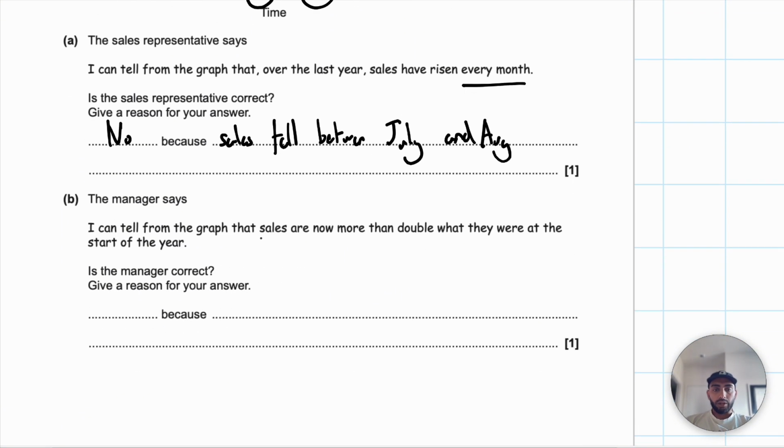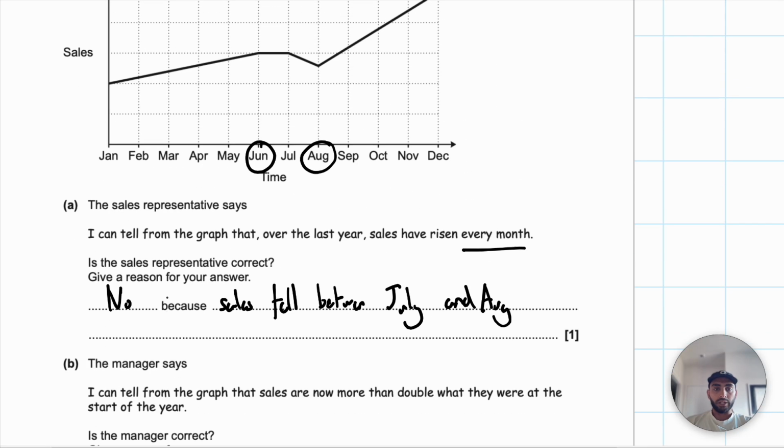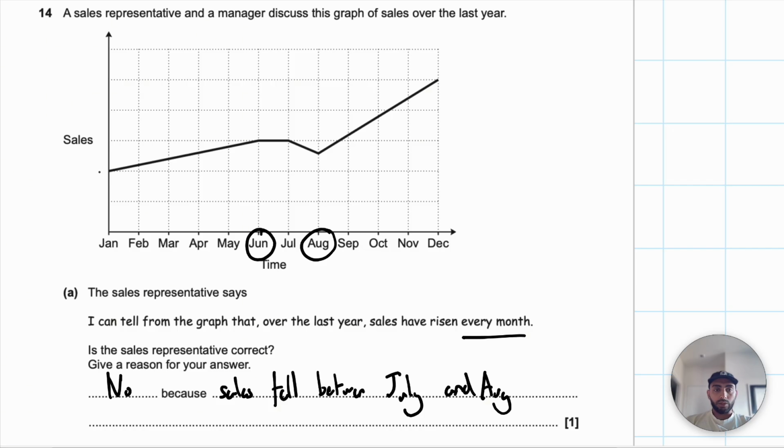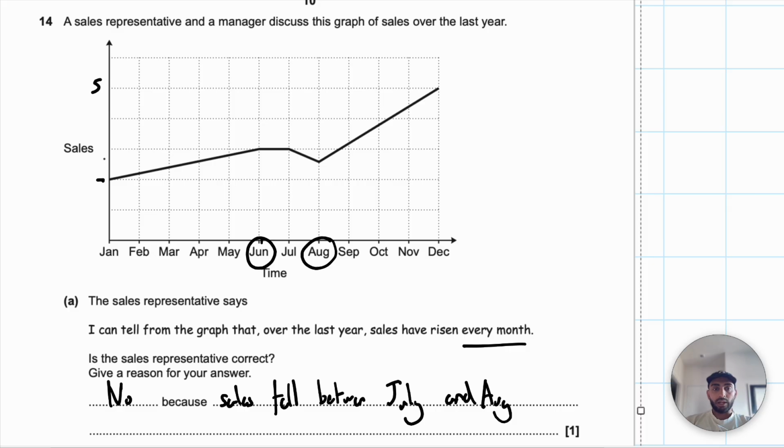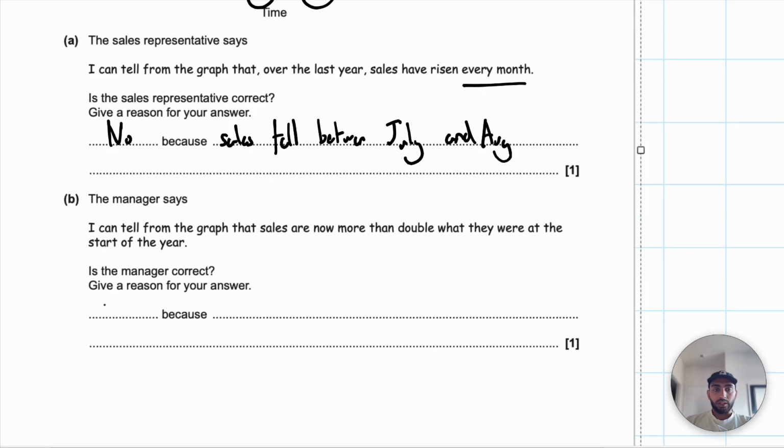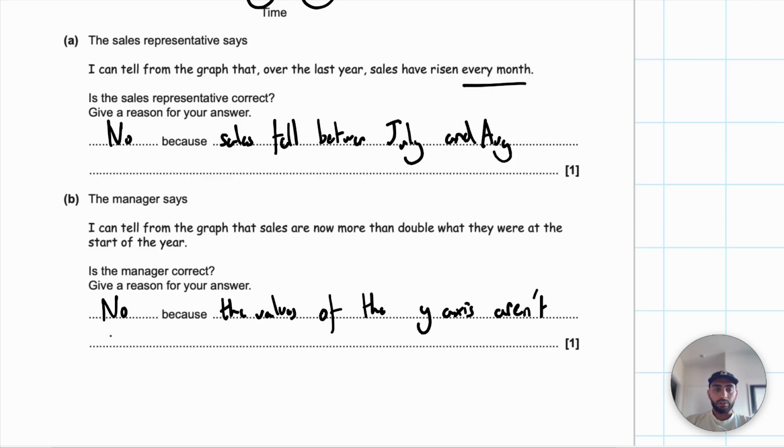Part B. I can tell from the graph that the sales are now more than double what they were at the start of the year. Is the manager correct? You can see because he's thought that this is at a level of 2 and this is a level of 5, he thinks that it's just doubled. We can't say that because we don't actually have the values for the y-axis. So the answer here would be no, because the values of the y-axis aren't given.